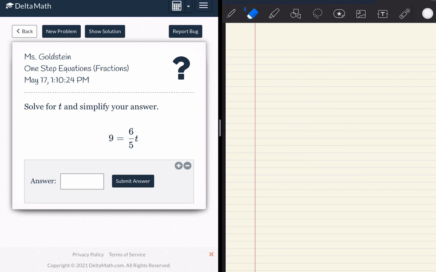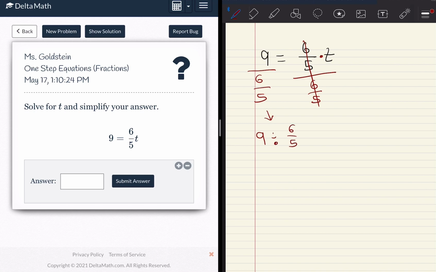Okay, so this one says 9 equals 6/5 t. I notice that there is multiplication in between 6/5 and t. The opposite of multiplying by 6/5 is dividing by 6/5. Both sides. That cancels. This is really 9 divided by 6/5. And I know whatever it equals will be t by itself.